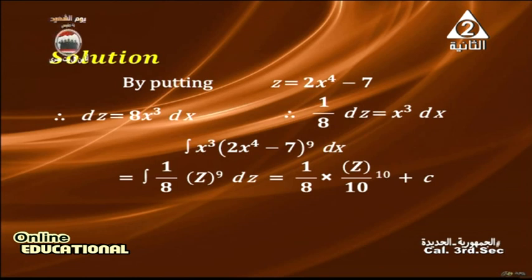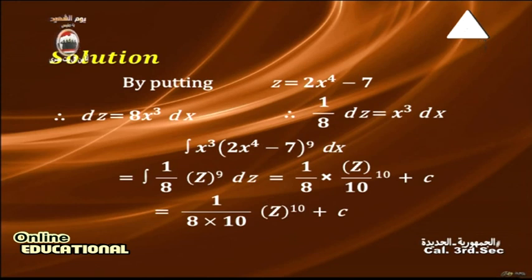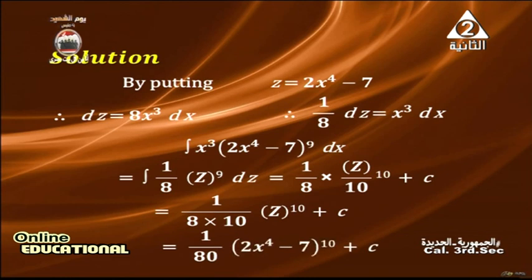What is the integration of 1 over 8 z to the power 9 dz? The integration of z to the power 9 is z to the power 10 over 10 plus c. Then the integration equals 1 over 8 times 10 z to the power 10 plus the constant c, and we can write the integration as 1 over 80 multiply 2x power 4 minus 7 all to the power 10 plus the constant c.